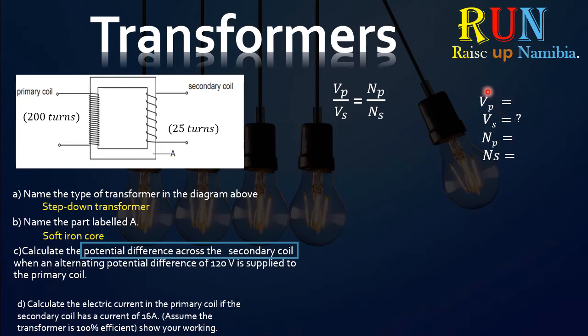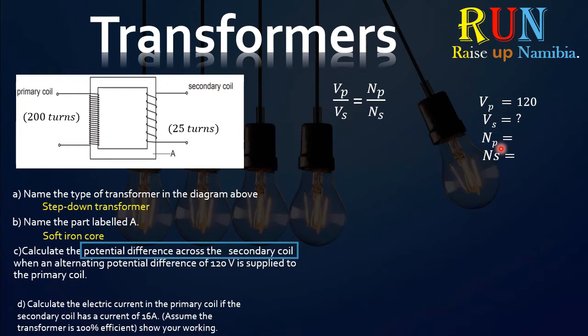What is VP? VP is the potential difference on the primary coil. So let's check, is it on the diagram? No, it's not on the diagram. So let's go to the statement and reread. Calculate the potential difference across the secondary coil when an alternating potential difference of 120 volts is supplied to the primary coil. So this is what we are looking for. We are looking for the potential difference on the primary coil. So it's 120 volts. So let's write that down.